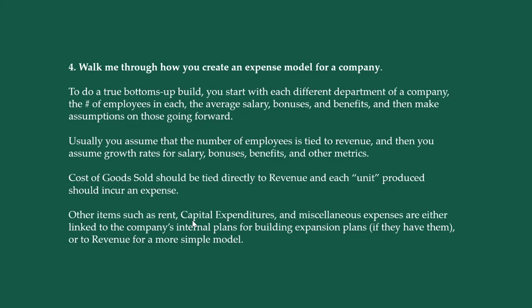Other items such as rent, capital expenditure, and miscellaneous expenses are either linked to the company's internal plans for building expansion plans if they have them, or to the revenue for a simpler model. In simple terms, you will link everything to the revenue of the company. Linking to capital expenditure indicates that you are investing in the capital assets of the company. So out of this revenue, you are creating this much amount every year as an asset. You are developing an asset.